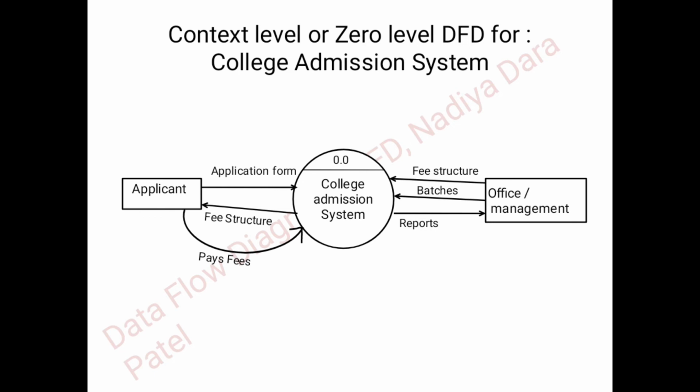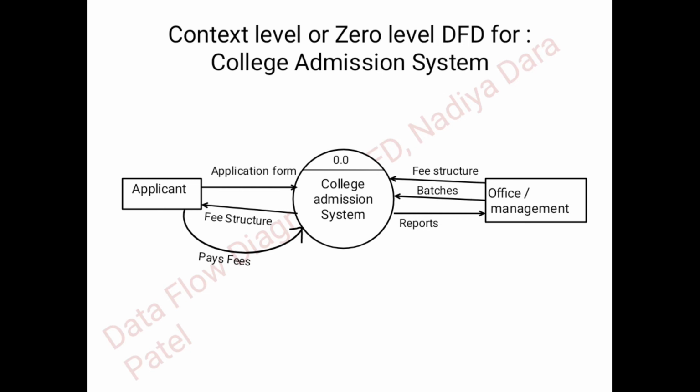This is going to be detailed when we go through the next example. This is a simple one. So here we have an applicant which is filling the application form and feeding it in the college admission system. The college admission system is giving the fee structure to the applicant, and the applicant is trying to pay the fees.